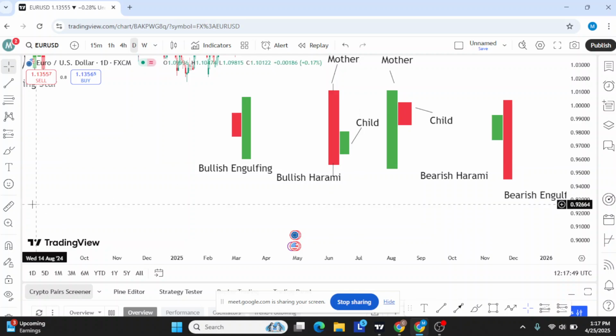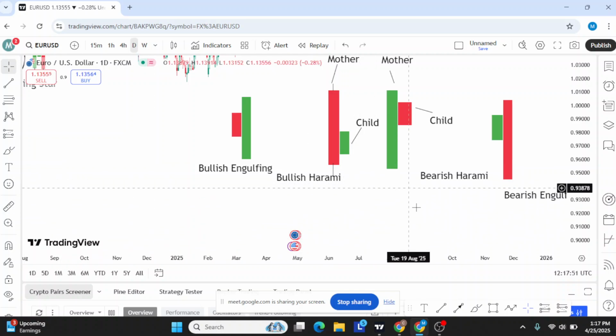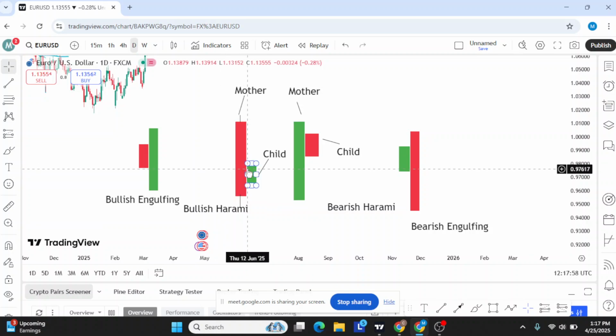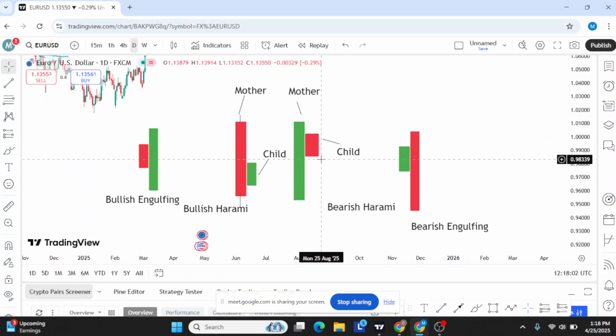So you can see the slight difference we've been able to identify on our chart now. The bullish engulfing has to be at the front, engulfing the bearish candle. The bullish harami, the mother has to be at the back with the baby.